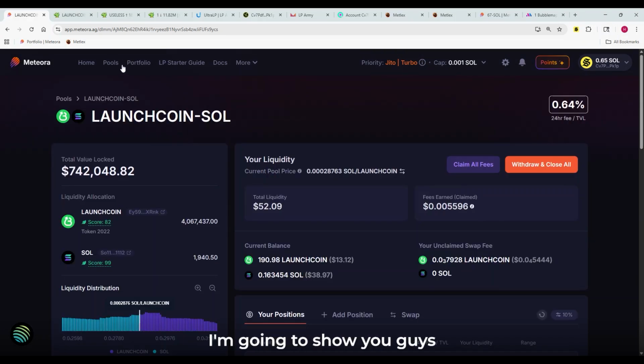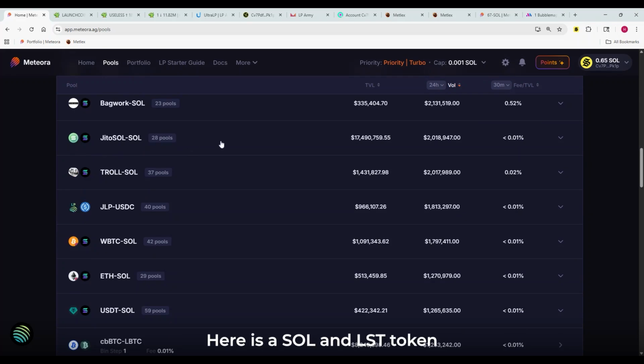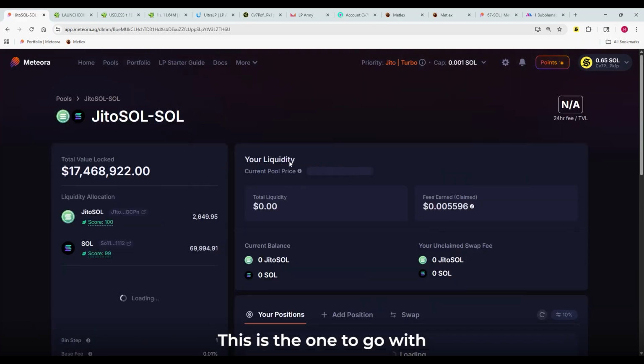It can't be helped. I'm going to show you guys some other things you can do: different types of tokens and the strategies that you may want to use on that. Here is a SOL and an LST token, JitoSOL. Let's take a look at that one. What's the choice here? Bin step and a 0.1. That's probably pretty good. We'll see the bin step 100. There's not enough price movement to choose that high of a bin step. Someone has put their money in here and made a poor decision. The bin step 8 is okay, but there's not very much TVL here, so it's really not a good choice. This is the one to go with, one bin step.